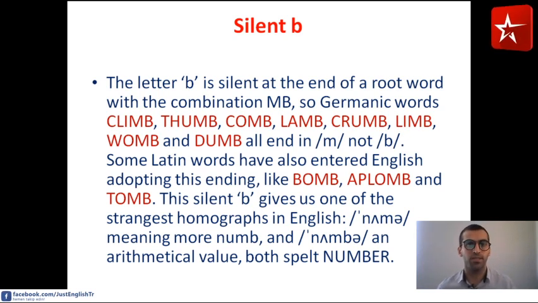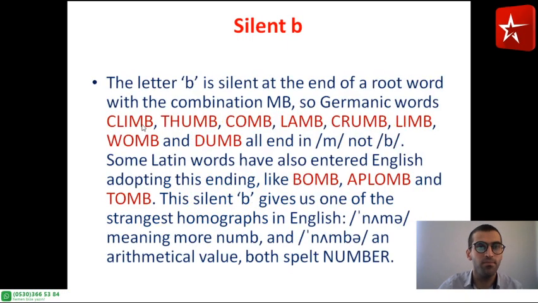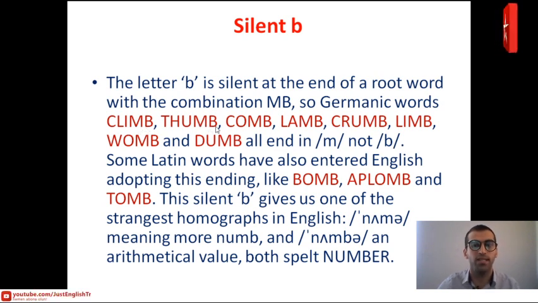The letter B, as you see, is silent at the end of a root word with the combination MB, like climb, thumb, comb, lamb, crumb, limb, womb, and dumb. So if they come at the end of a root word, we normally don't pronounce this letter B.